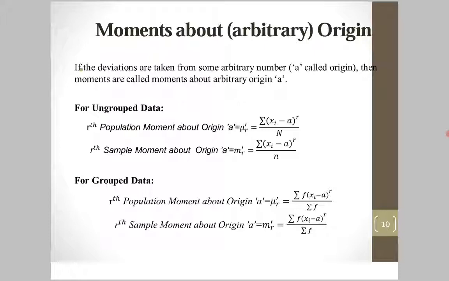Next is how to find moments about arbitrary origins. If the deviations are taken from some arbitrary number a, called the origin, then the moments are called moments about arbitrary origin a. This applies for ungrouped data and for grouped data. So we will continue in the next class.